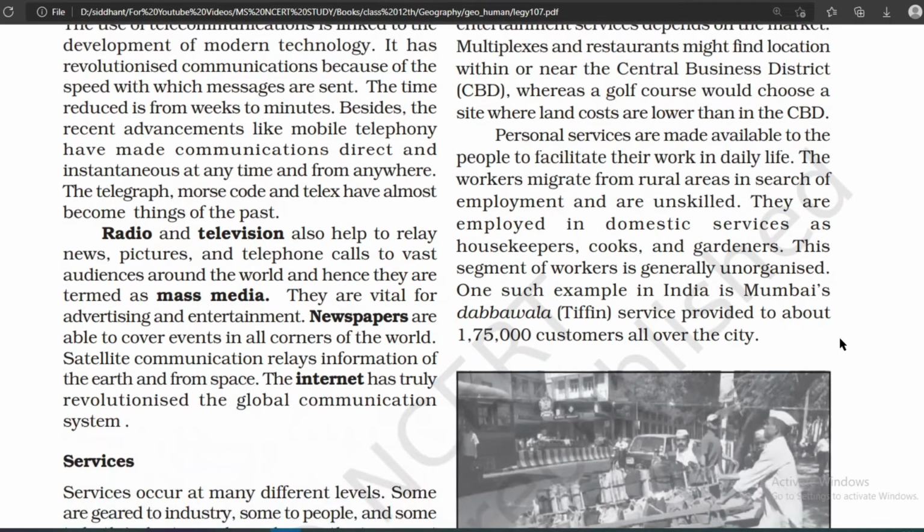Radio and television also help to relay news, pictures and telephone calls to vast audiences around the world and hence they are termed mass media. They are vital for advertising and entertainment. Newspapers are able to cover events in every corner of the world. Satellite communication relays information to the earth and from space. The internet has truly revolutionized the global communication system.